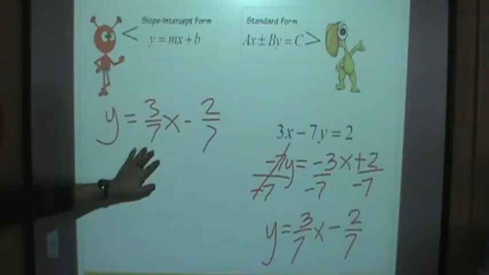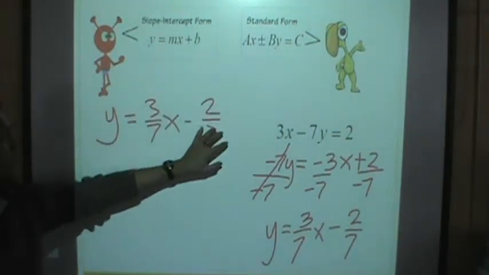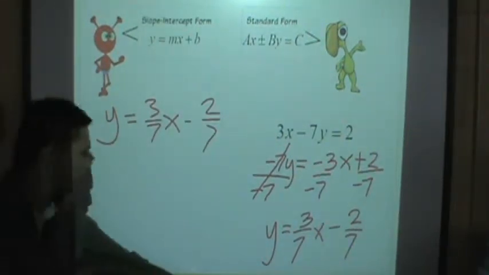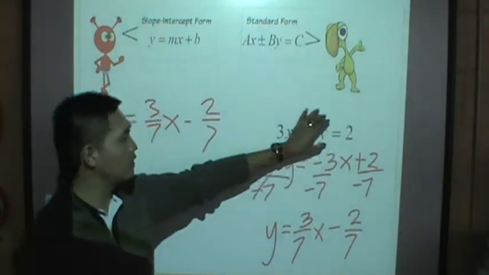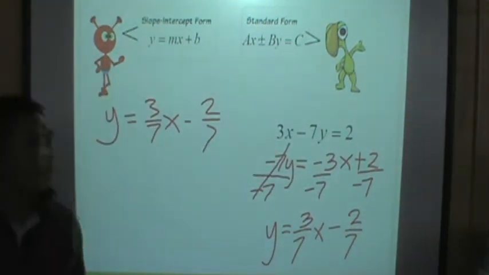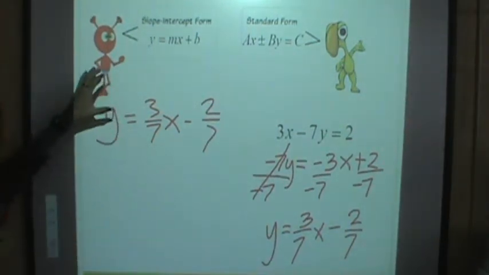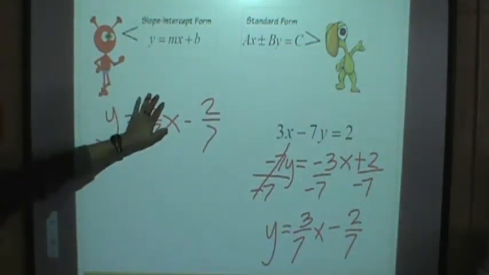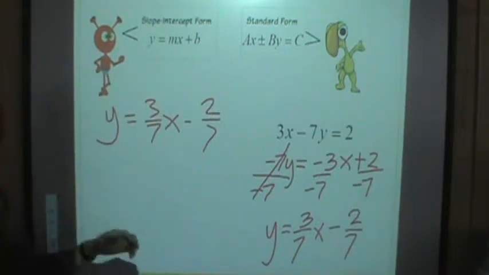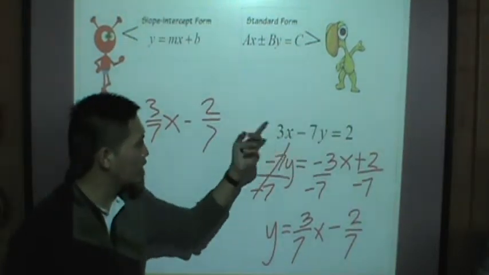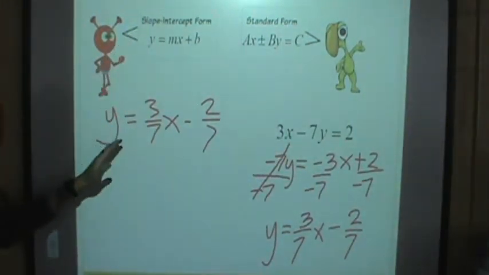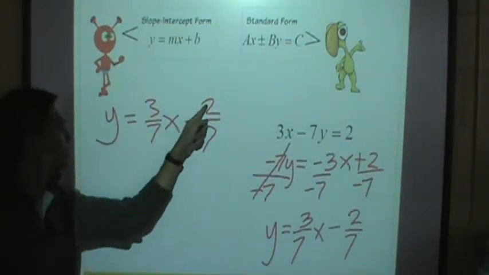Your slope is 3 over 7. Your y-intercept is negative 2 over 7. So basically on your EOC, if you have this equation and the question is, what is the slope of this line? Change it to slope-intercept form, then it's going to be 3 over 7. If the question is, what is the y-intercept of this line? Slope-intercept form again, the y-intercept is negative 2 over 7.